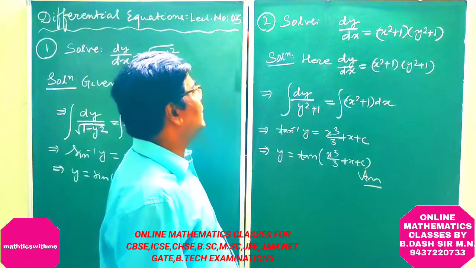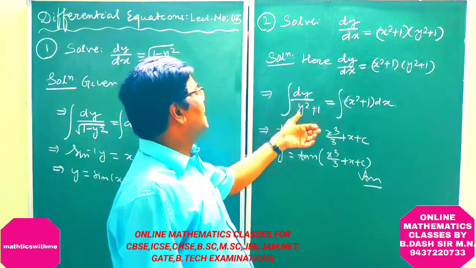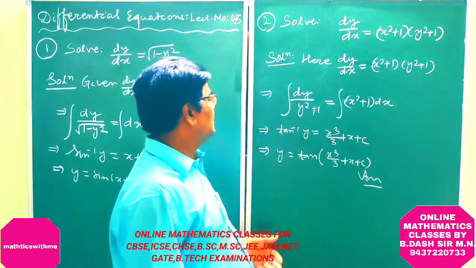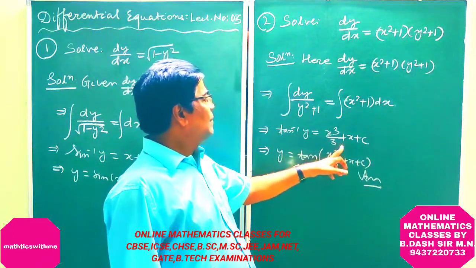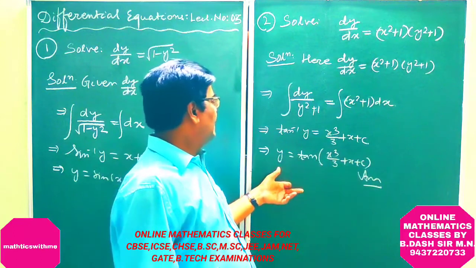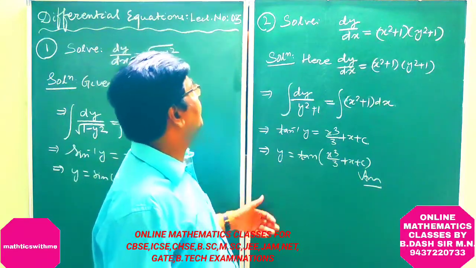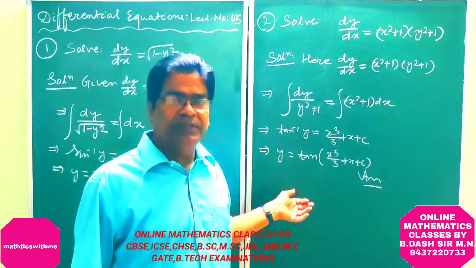Here the question is dy by dx is equal to x square plus 1 into y square plus 1. So this implies dy by y square plus 1 is equal to x square plus 1 dx. So we have to integrate both sides. After integration we get tan inverse y is equal to x cube by 3 plus x plus c, or y is equal to tan of x cube by 3 plus x plus c. With this our second question is solved. Let us proceed to solve the third question.